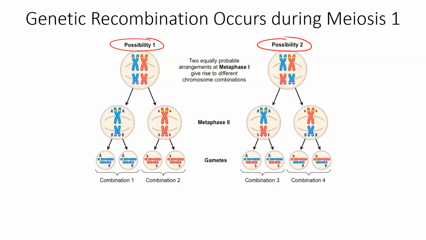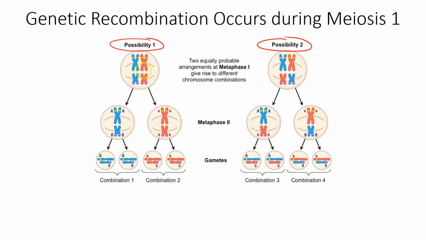Possibility 1 just says, based on random assortment or random arrangement of these chromosomes, that both blue line up on the left and both red line up on the right. In possibility 2, we have the blue chromosome number 1 on the left and the red chromosome number 1 on the right, and our chromosome number 2 pair switched, right? So now we have one blue on the left and one blue on the right, one red on the right and one red on the left.